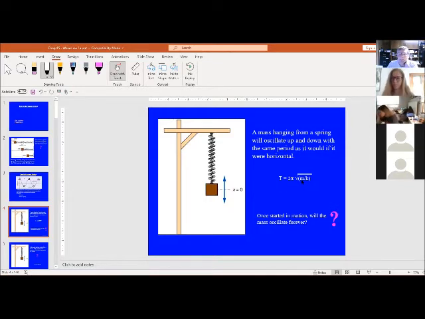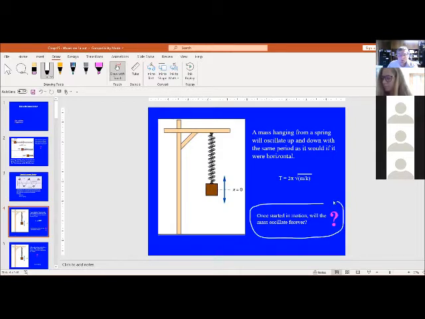What do you think the m stands for? Mass. The mass of the, right. And what do you think k stands for? The spring constant? The spring constant, good. So we got a question down here. Once started in motion, will the mass oscillate forever?